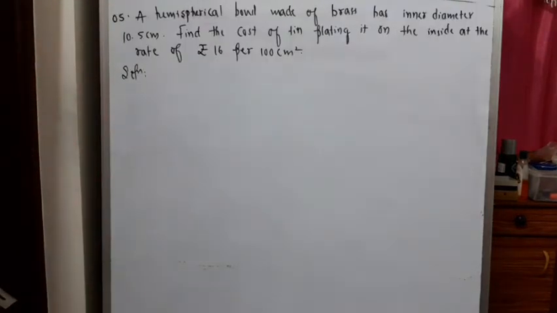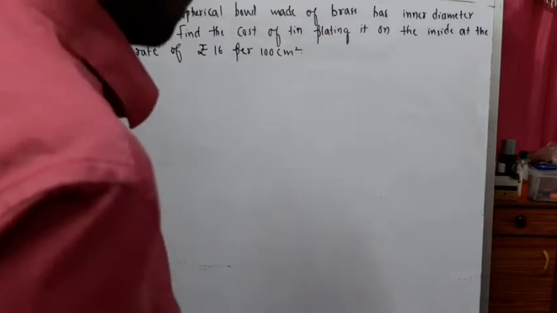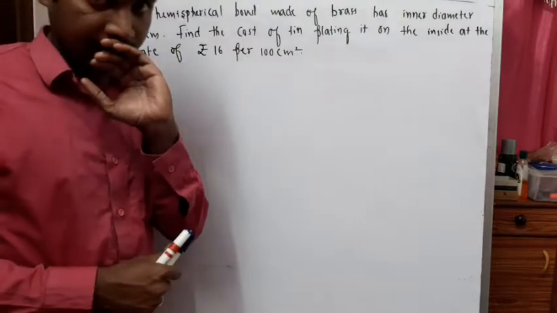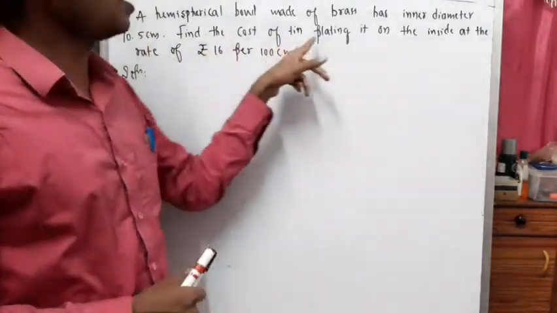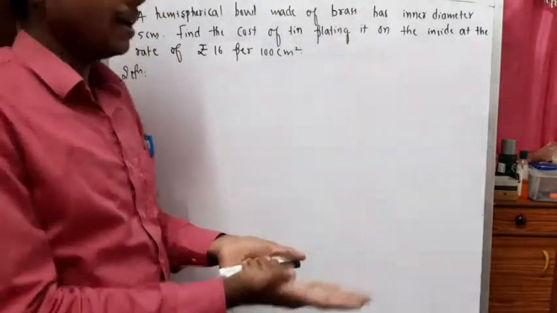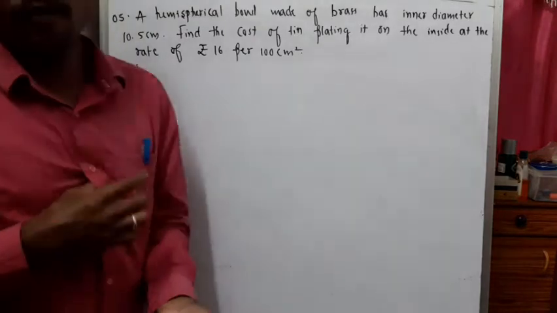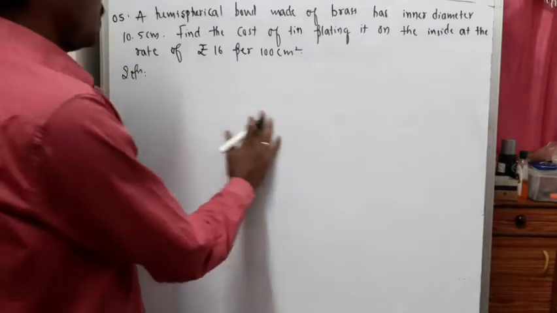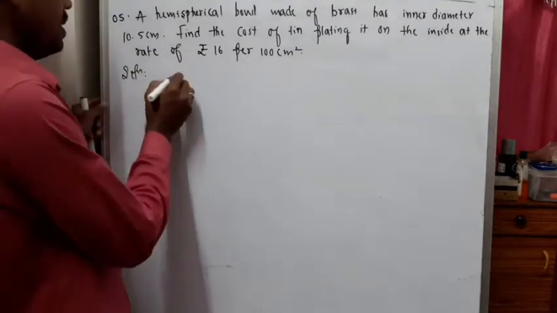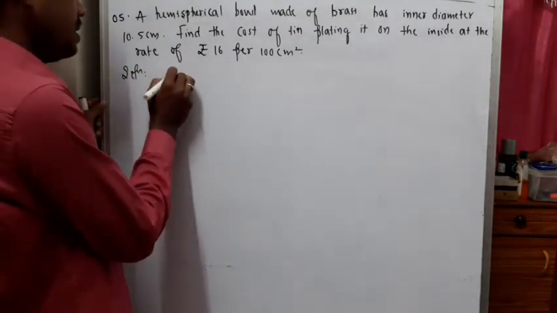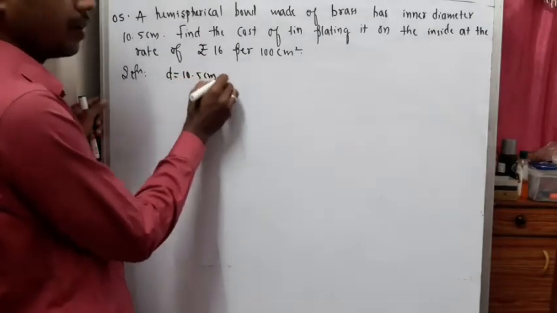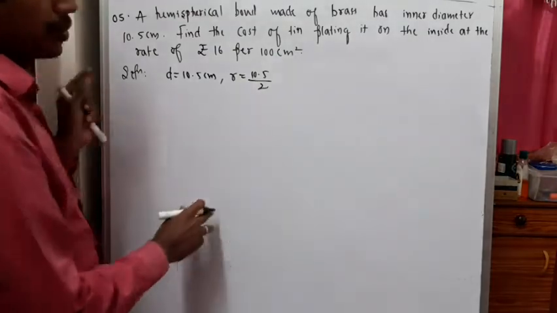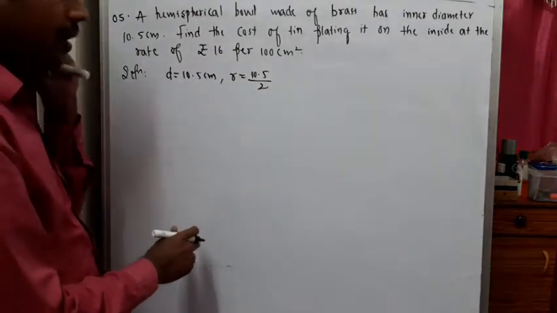So fifth question, a hemispherical ball made of brass has inner diameter 10.5 centimeter. Find the cost of tin plating it on the inside at the rate of rupees 15 per 100 centimeter square. Okay. Now, what is given to us? The inside diameter is given, that is D is equal to 10.5 centimeter. Then R will be equal to 10.5 divided by 2. So, pi they have not given anything.